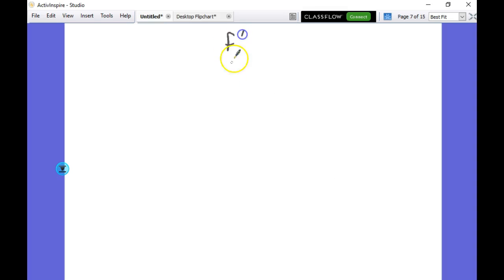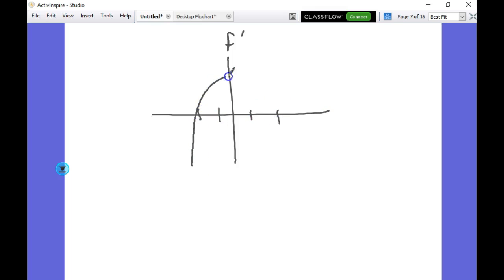So we have f prime. All right, you guys sketch f.